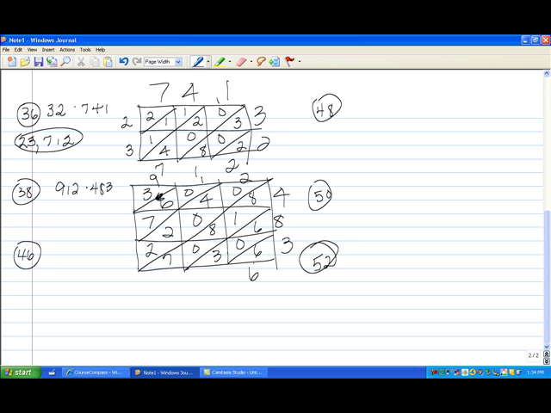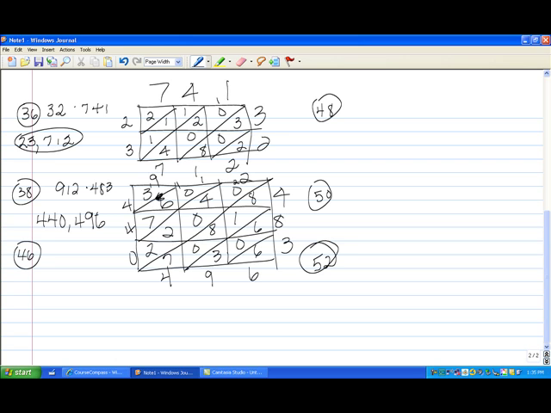And again, we want to add along the diagonals. 8 and 8, 16, 17, 24. So I'm carrying a 2 here. 6 plus 4 is 10. 13, 14. Okay, I'm getting 440,496.